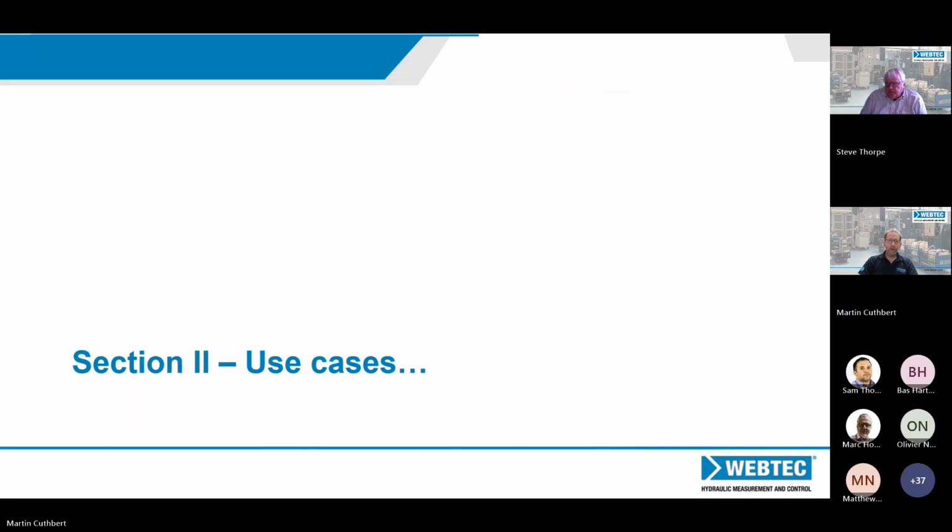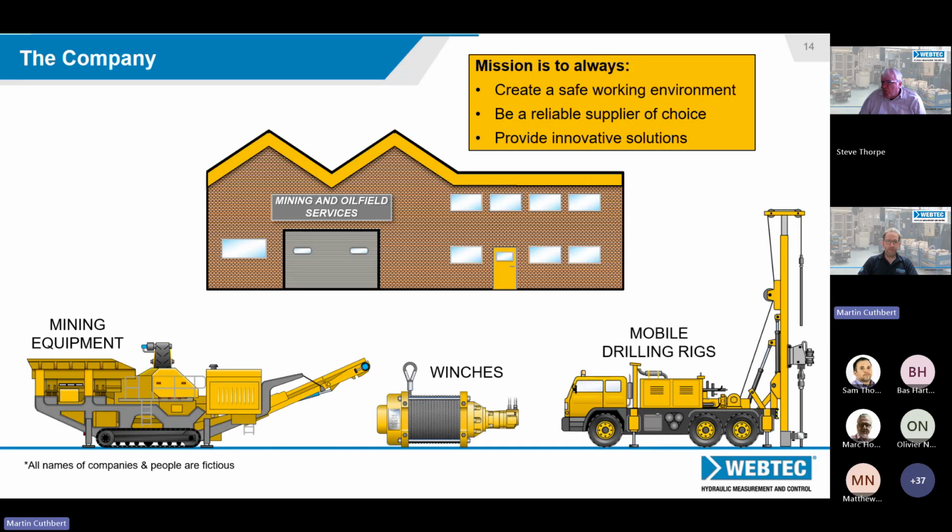Okay, so if we go on to section 2, use cases. What we're going to do is go through each of the 5 different products and explain a bit about how they might be used and how they could be helpful. And to do this, some of you who may have attended some of our webinars in the past know we like to use a story around a particular company. This is a fictitious company called Mining and Oilfield Services. Its mission is to always create a safe working environment, be a reliable supplier of choice, and provide innovative solutions. It isn't a real company, but it's perhaps very similar to many companies that we have dealt with.